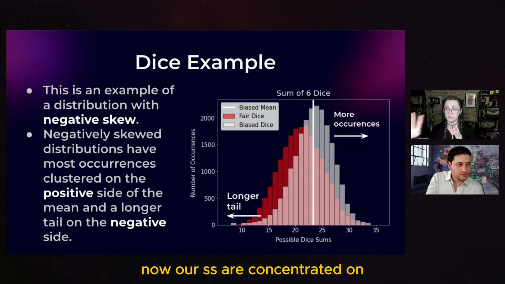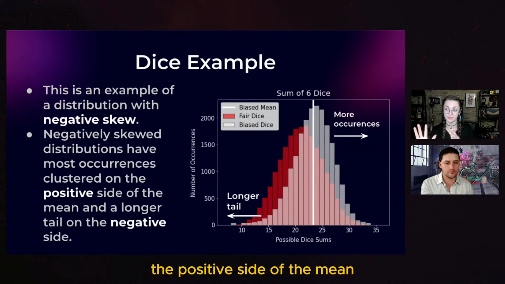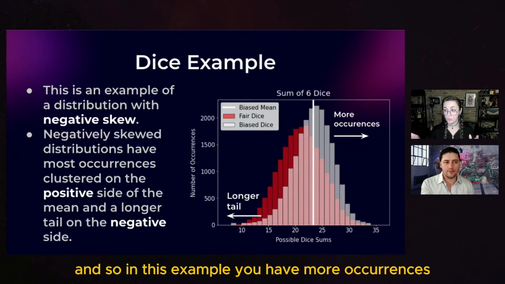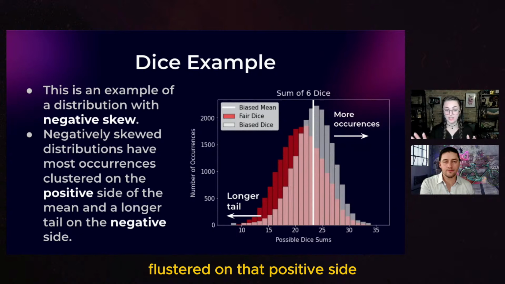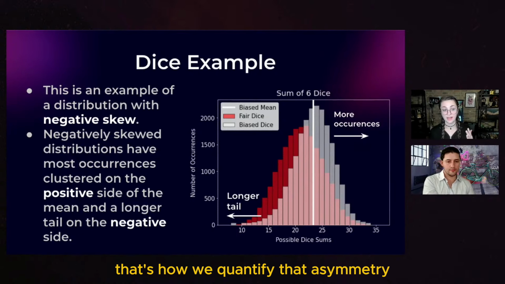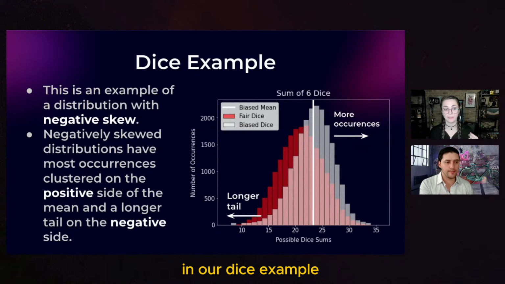So now our sums are concentrated on the positive side of the mean, but our tail is longer to the negative side. So in this example, you have more occurrences clustered on that positive side, and you have a longer tail on the negative. That's called a negatively skewed distribution. That's how we quantify that asymmetry in our dice example.